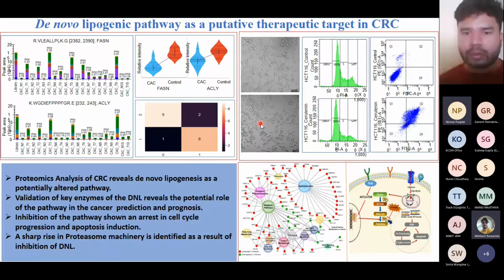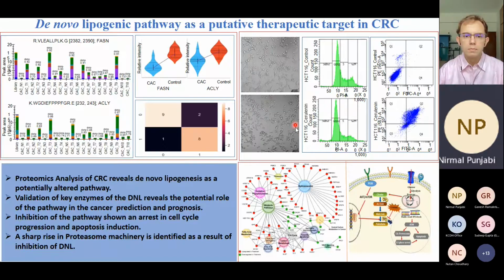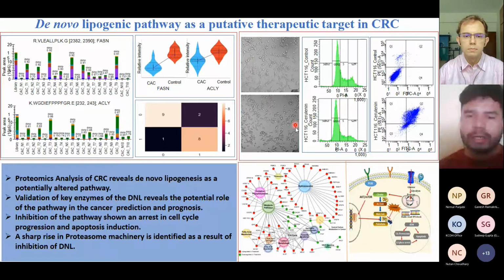If you can see my cursor, the first one is the control cells and the second one is the treatment. Here we have not selected an inhibitor for FASN and ACLY separately. We did a docking study and identified one inhibitor that binds predominantly to FASN. In the pathway, FASN is the terminal one, so we tried to inhibit the terminal enzyme, FASN.